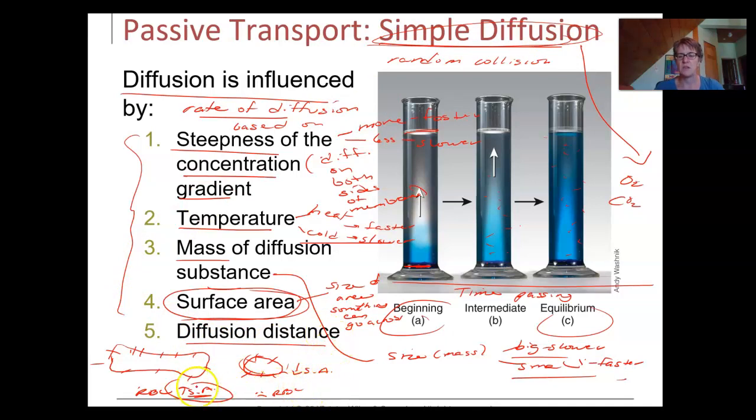Let's go back to this. So increased surface area means faster. Decreased surface area means slower. And then the other one is how far to go, diffusion distance, right? How far do you need to go?